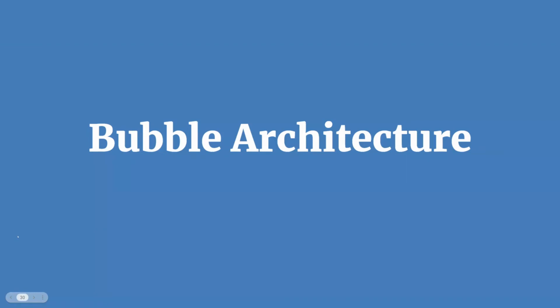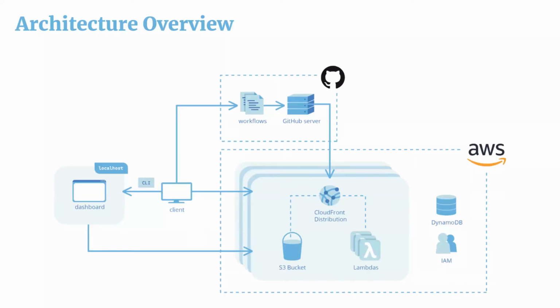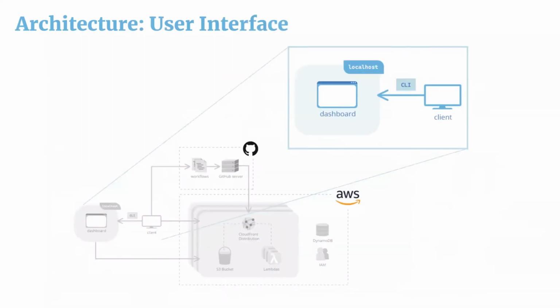Now, let's take a deeper look at how we built Bubble. Bubble consists of three main pieces of architecture: a local user interface, GitHub, and AWS. The first piece, the user interface, consists of two parts located on the user's local machine.